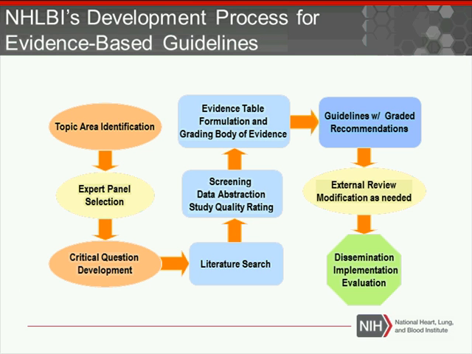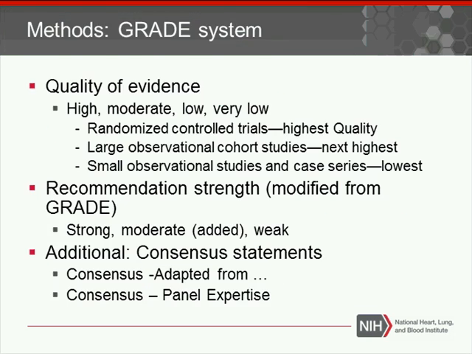Now, the evidence tables were then returned back to the panel for their input, but also for the panel to now look at the evidence and decide what recommendations could be made and how those recommendations would be graded. And once that's done, as I've mentioned earlier, there is an external review process, and the document then would get modified as indicated per the comments. And then after that, we would begin the process of dissemination, implementation, and evaluation. Next slide.